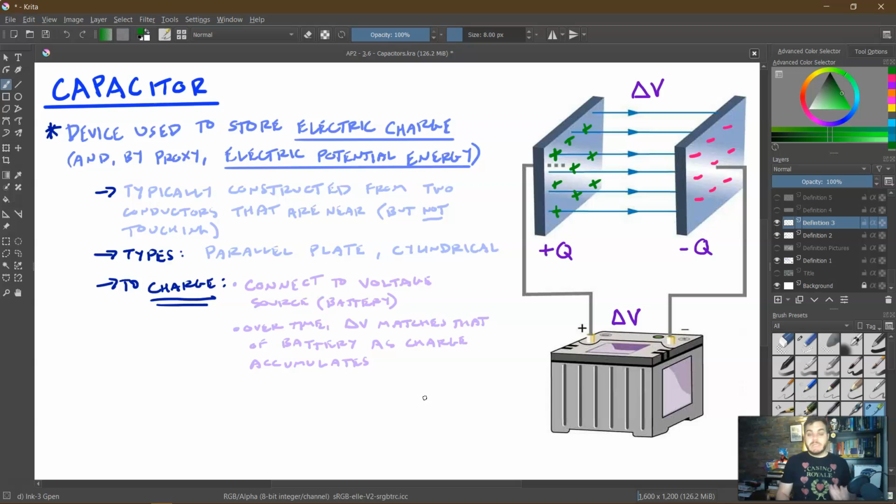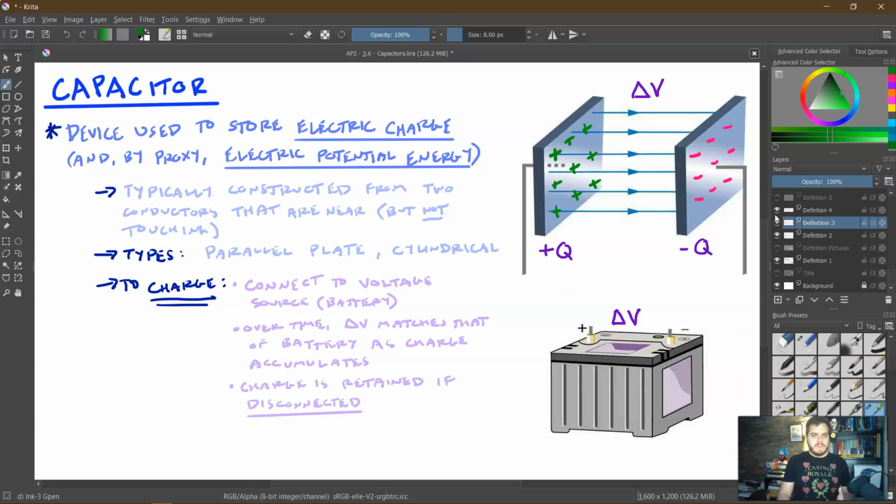And eventually, over time, once the capacitor is finished charging, the potential difference between the plates will match that of the battery. So if this is 9 volts here, it will also be 9 volts between the two plates of the capacitor. And so specifically, we've now accumulated some positive Q on this plate and some negative Q on that plate, positive and negative charges.